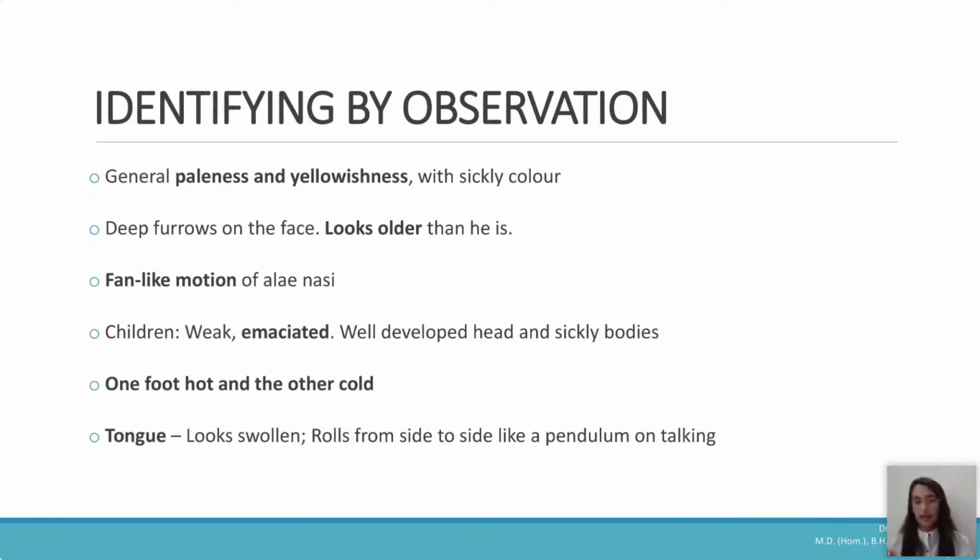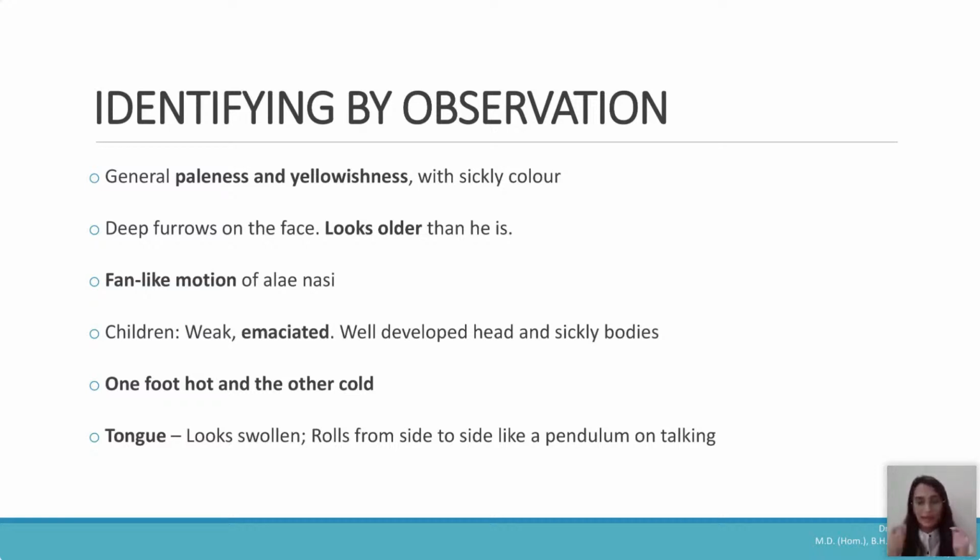Now, identifying by observation. Here, I would like to give you a few points that will guide you to confirm on observation that this individual can be lycopodium. So first is a general paleness and yellowishness with sickly color. That individual looks sick on the face. There's a general paleness, a sickly color that is present.